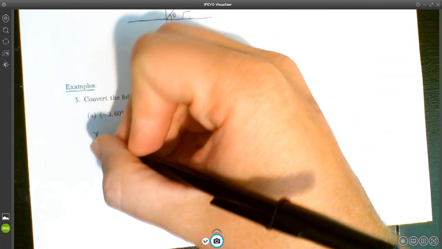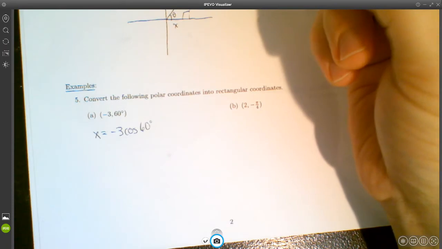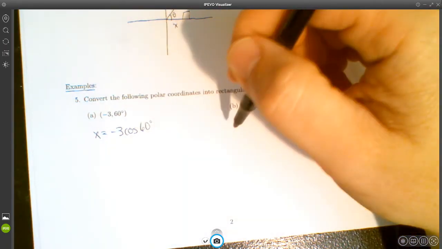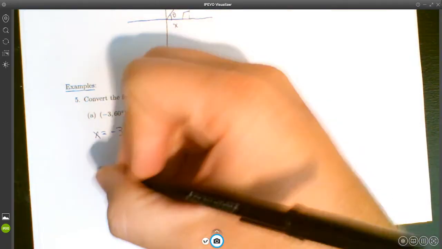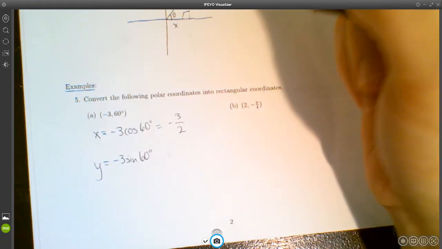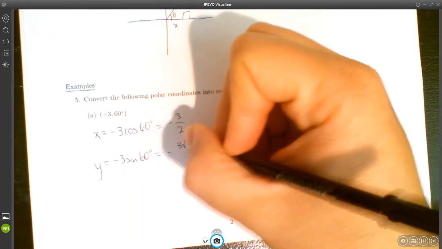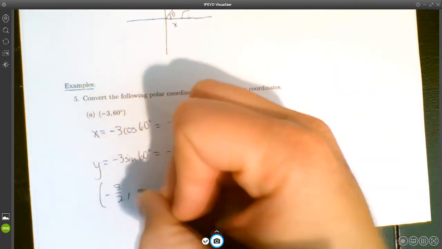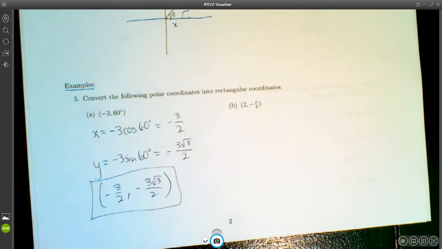So in this case, we would say x equals r cosine theta. Cosine of 60 degrees is 1/2, right? So this would be -3/2. And then y equals r sine theta. Sine of 60 degrees would be √3/2. So this is going to be -3√3/2. So the rectangular point would be -3/2, -3√3/2. See if you can do part B. So go ahead and give the video a pause.